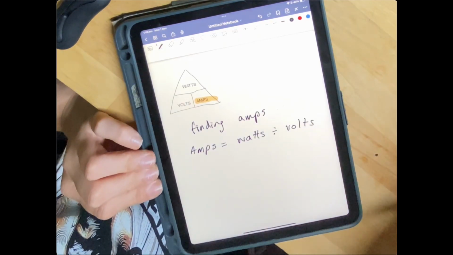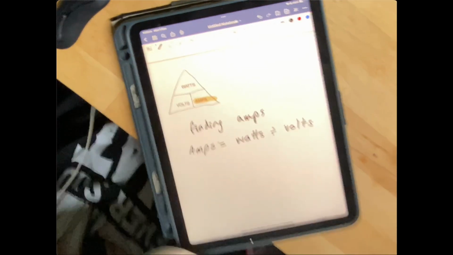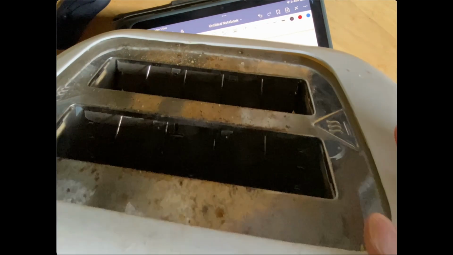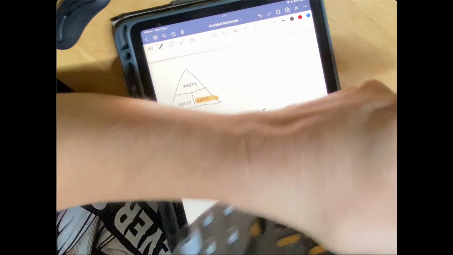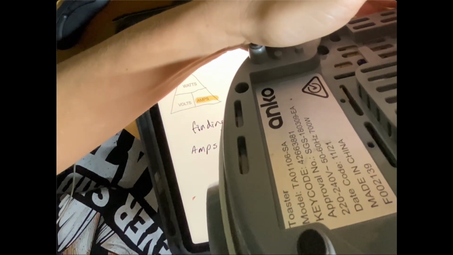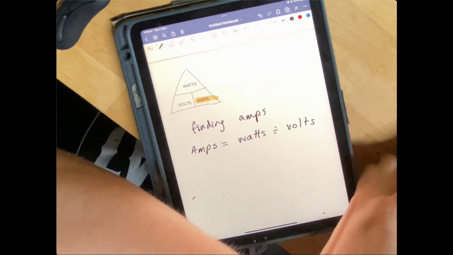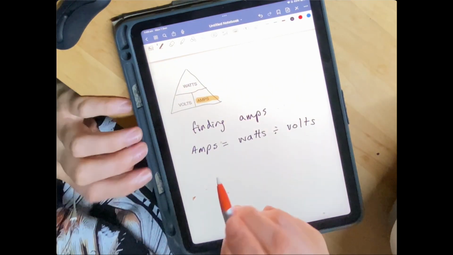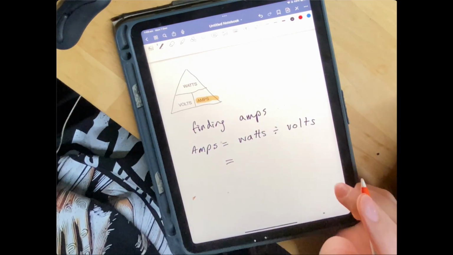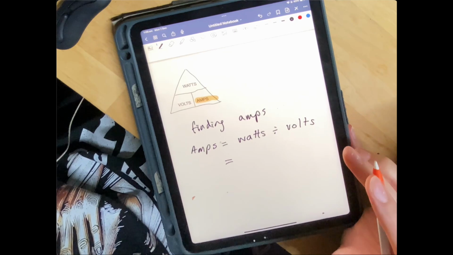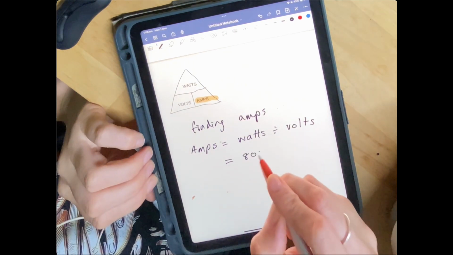So in this example, I'm going to use my toaster. Now, every bit of electrical equipment will have a sticker on it, like this one here, and it tells me the watts and the volts on there. So the watts of this toaster is 800 watts.